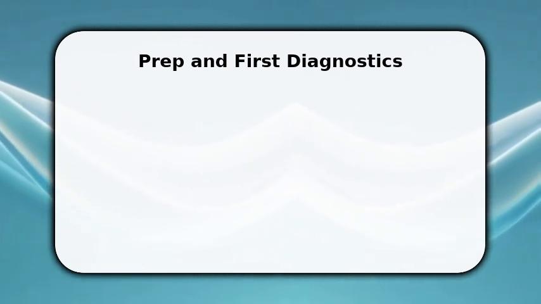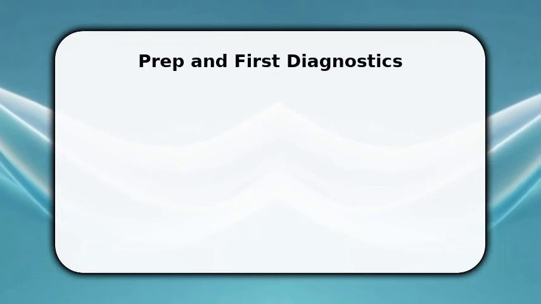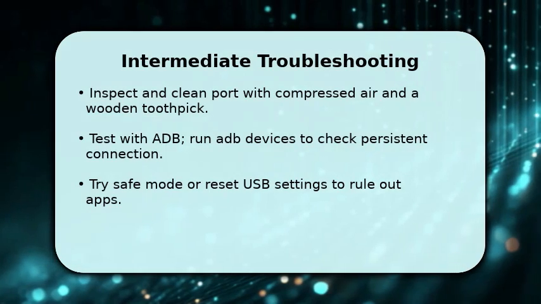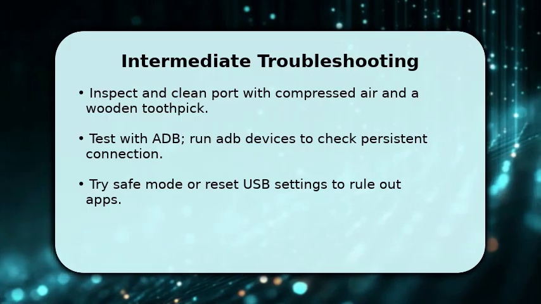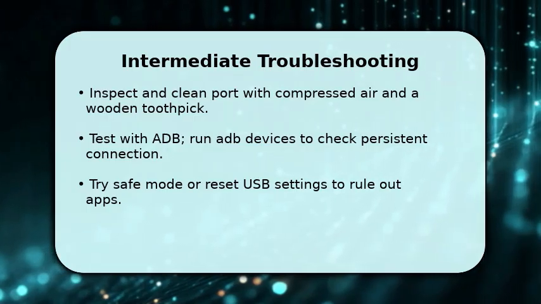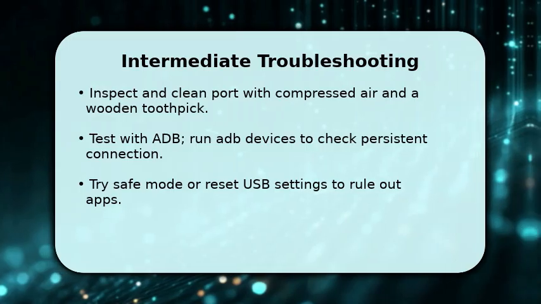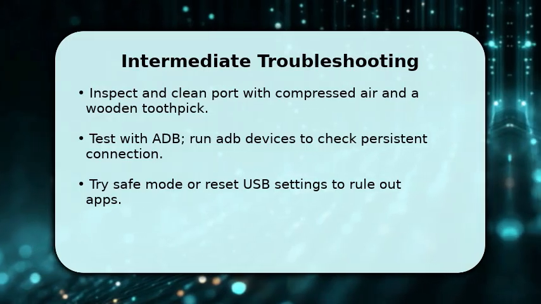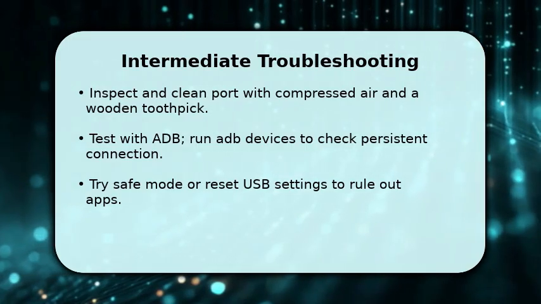Once you've confirmed settings, inspect the USB-C port for lint, corrosion, or bent pins. A gentle blow of compressed air and careful cleaning can restore contact. Then test the connection via ADB, run ADB devices, and monitor for fluctuations.